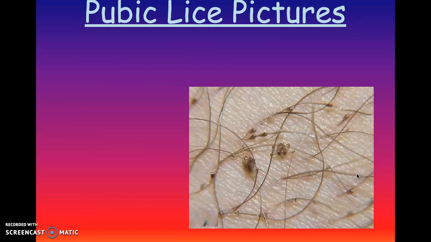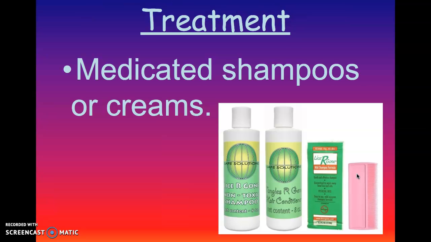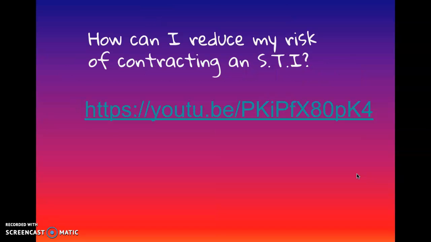Here are a couple pictures. This is what they look like. Gross. This is one underneath a microscope. You can see those claws that they grab onto with. And luckily, this is easily treatable. They sell medicated shampoos or creams over the counter, so if anybody comes into contact with them, they can go to their local drugstore and buy the medicated shampoos or creams.